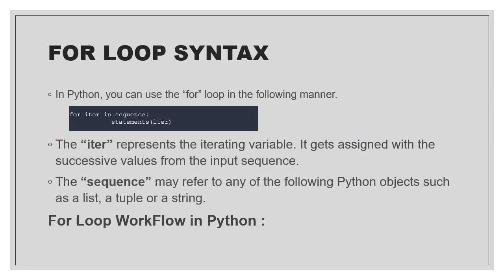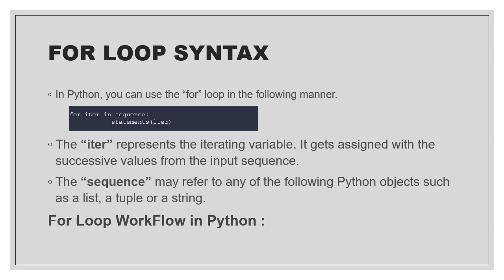For loop syntax. In Python, you can use the for loop in the following manner: for iter in sequence colon statement. The iter represents the iterating variable. It is assigned successive values from the input sequence. The sequence may refer to any of the following Python objects such as a list, a tuple, or a string.